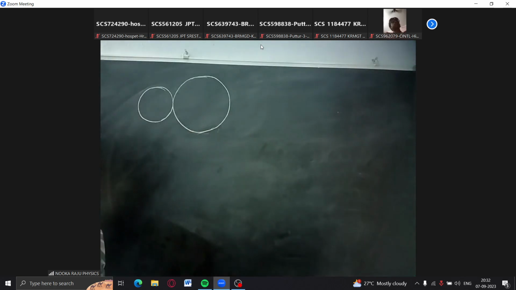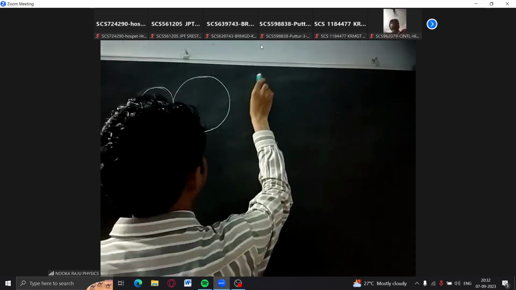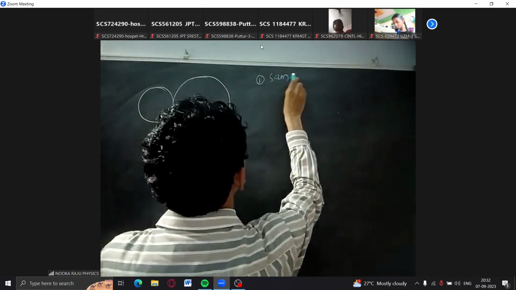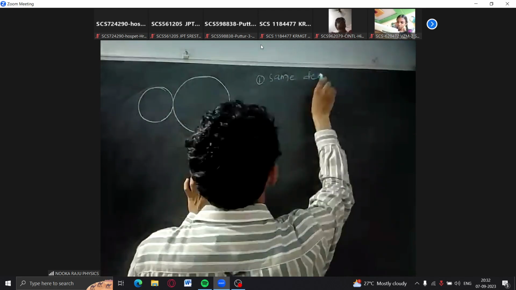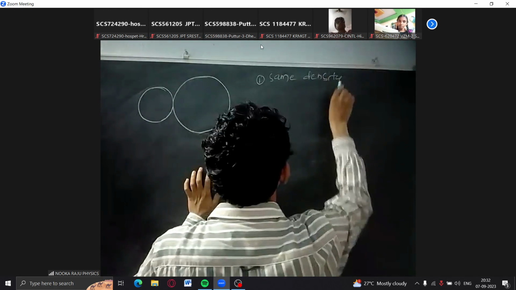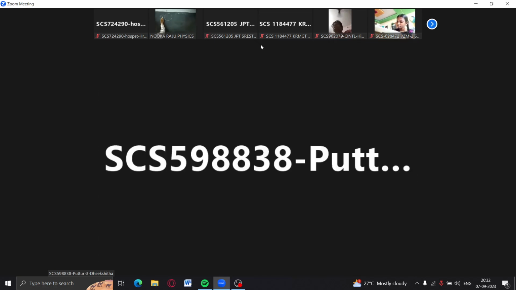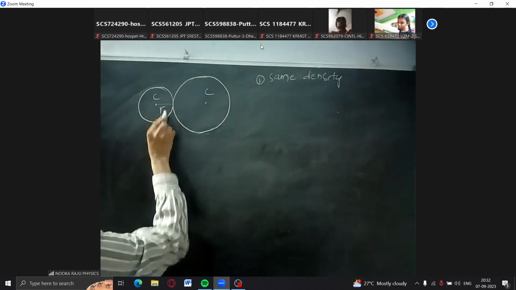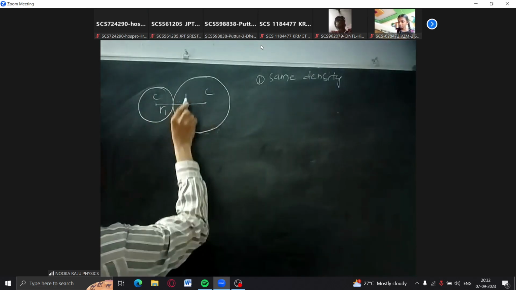So in a sphere, we do not discuss thickness. We are talking only about density. What is the primary condition here? The same density for these two. This is a center, this is also a center. This has radius R1 and this has radius R2.